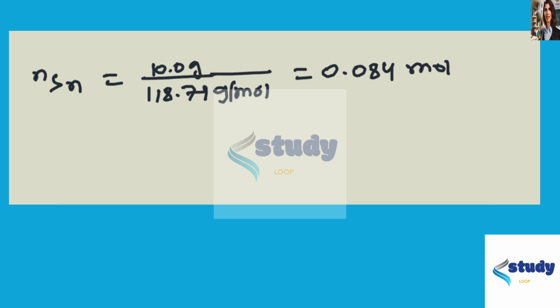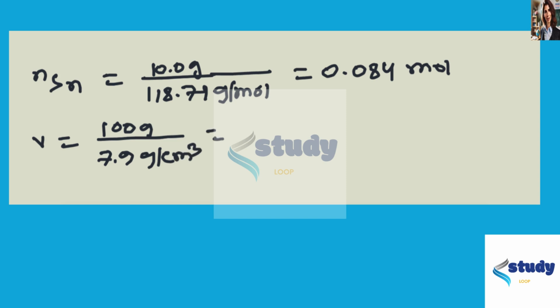Now we have to find the volume of the solution. The volume of the solution will be the mass of the solution over its density. So 100 gram over the density, which is 7.9 gram per cm cube, will give us a value of 12.6 cm cube. As you know, 1 cm cube is 1 milliliter or 10 to the power minus 3 liter. That means we can write it as 12.6 times 10 to the power minus 3 liter.